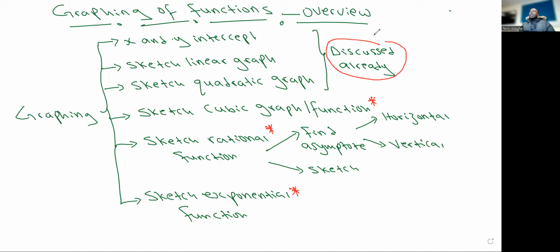And please, before you continue with this video on the cubic graph, rational graph, and exponential, if you've not watched my video on how to find X and Y intercept, that at the x-intercept y is equal to 0 and at the y-intercept x is equal to 0, please go back and look at it. I did that in both the linear graph and the quadratic graph, and you're going to need it in this video series, okay?